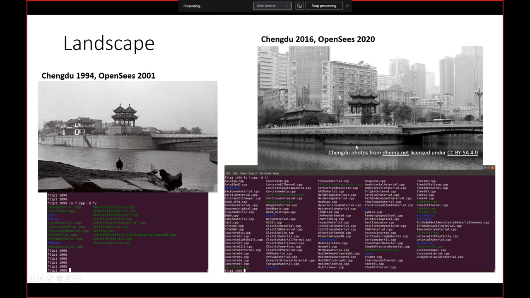But compared with OpenSees 2020, this is the uniaxial material directory. There's maybe 60, 70, 80 different materials there. Lots of concretes, a few steels in there. It's been built up like this part of Chengdu, 22 years after the first photo. A lot of buildings, a little brace frame here. That's nice. I don't see any chickens, but anyway, OpenSees has grown quite a bit. And that's just the uniaxial materials. Other parts of OpenSees have grown just as much in the last 20 years.